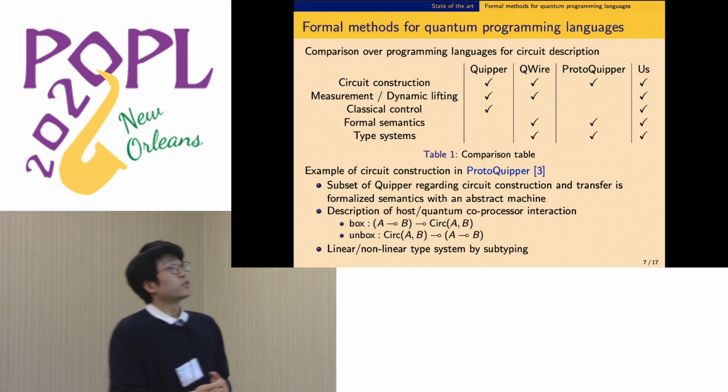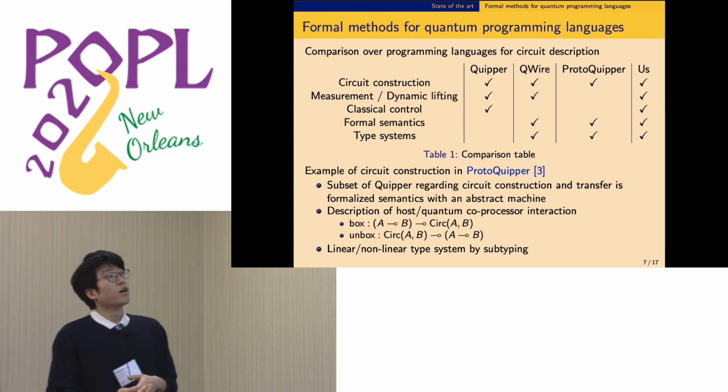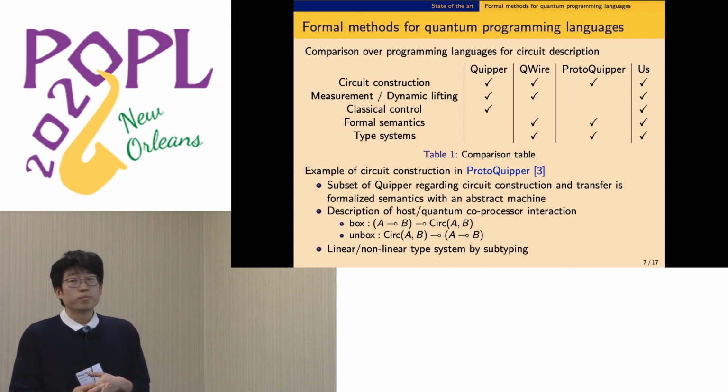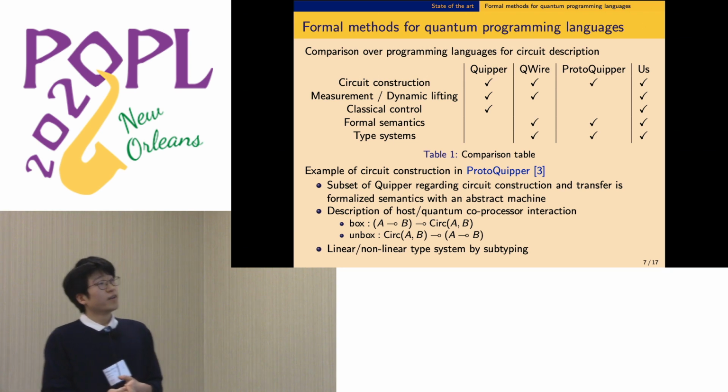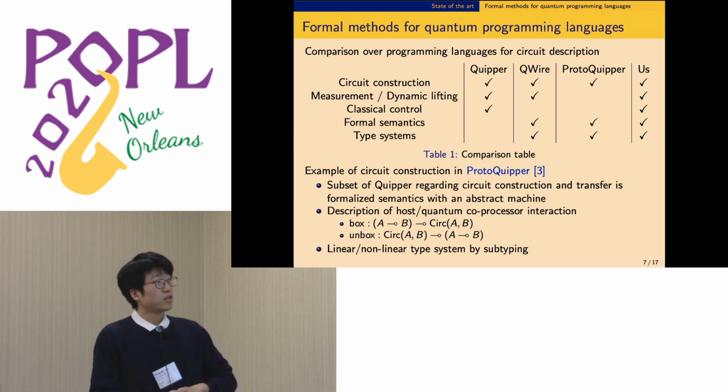So to summarize, we compared several languages: Quipper, Qwire, Proto-Quipper, and ours. Proto-Quipper here refers to the early Proto-Quipper by Neil Ross's PhD thesis, and we compared them in terms of circuit construction, measurement and dynamic lifting, classical control, and formal semantics and type systems.